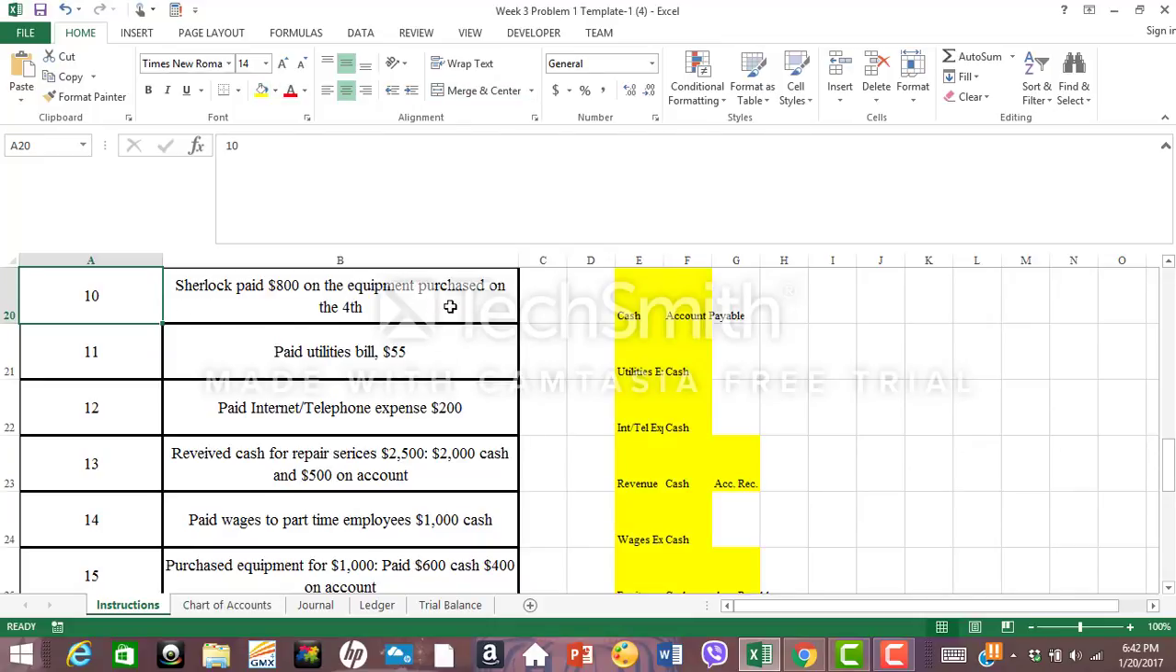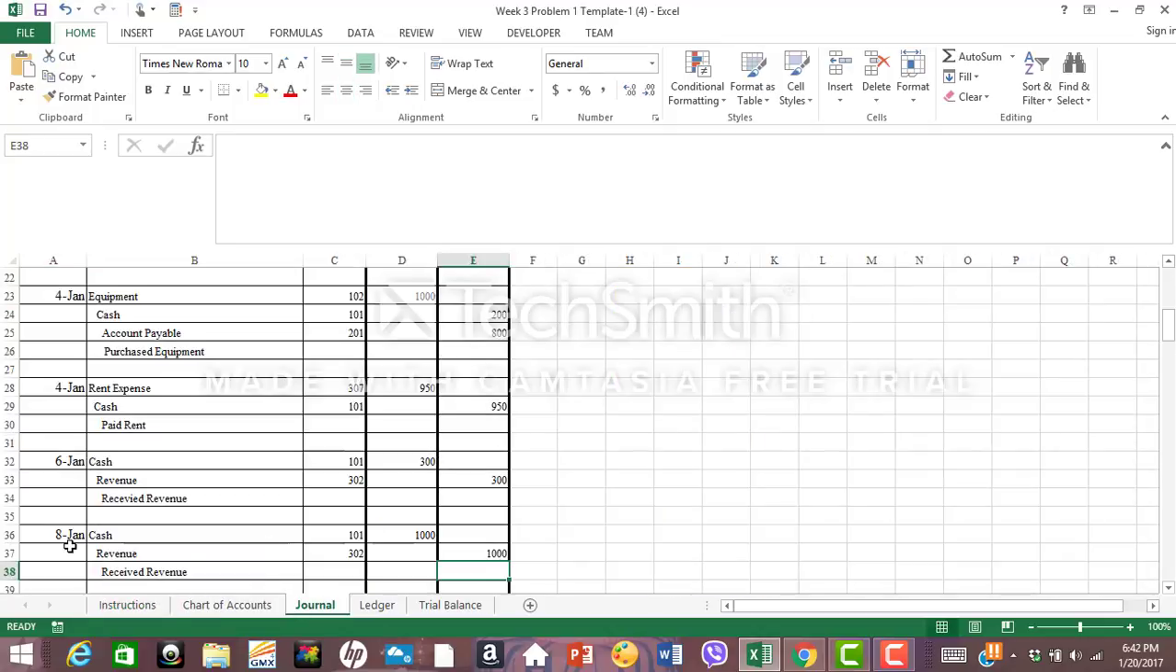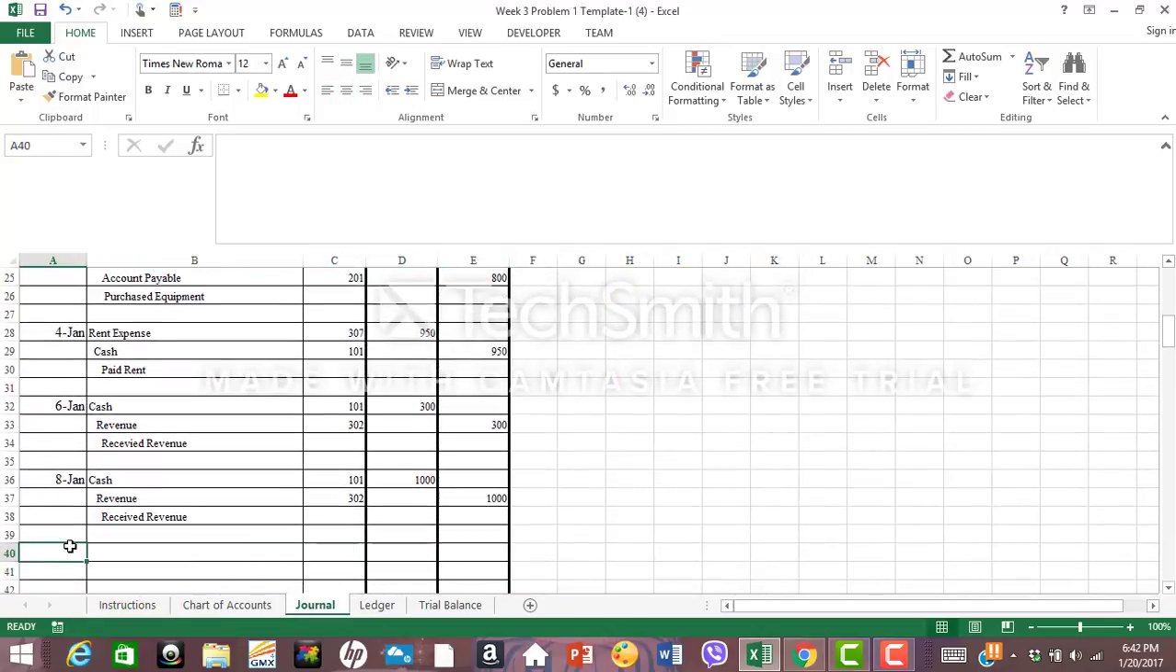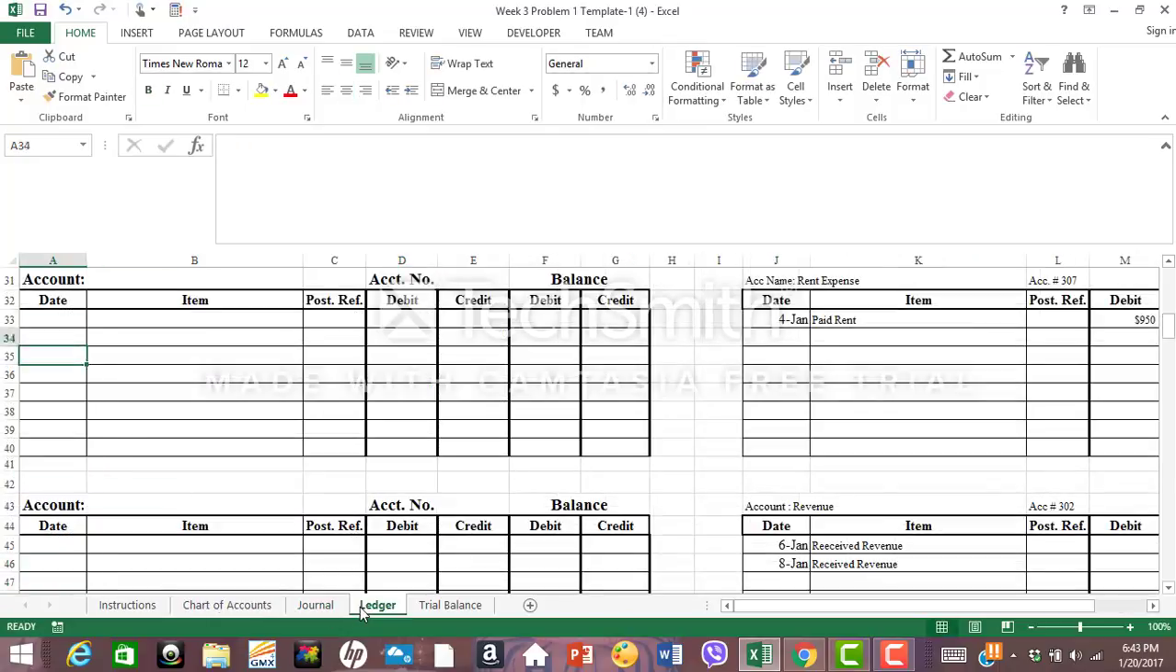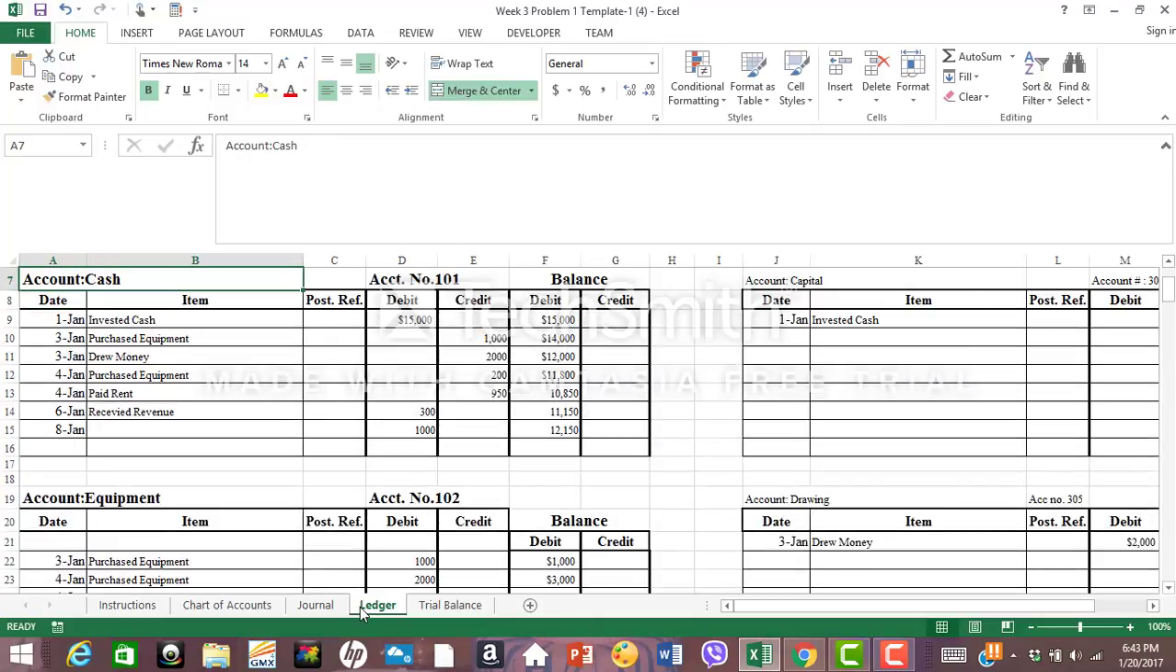Sherlock paid on equipment purchase on the 4th, $800. So that would be January 10th. Cash is getting affected. Accounts payable is getting affected. Cash is 101. Accounts payable is 201. Paying out a loan. And he is paying $800 cash. And it'd be $800 under accounts payable. You go to the ledger. You go up to cash.